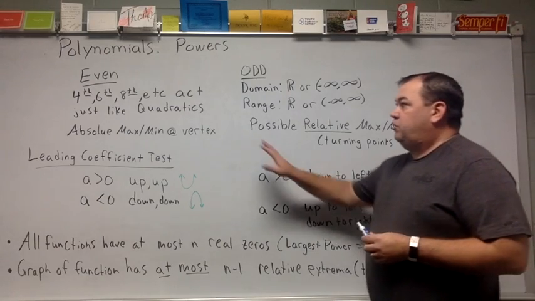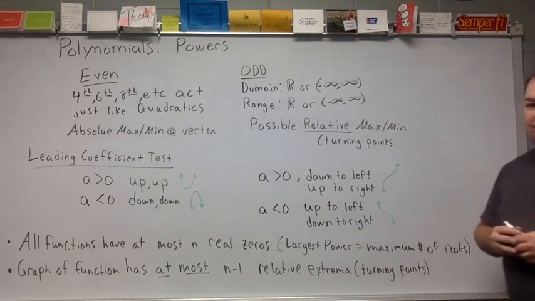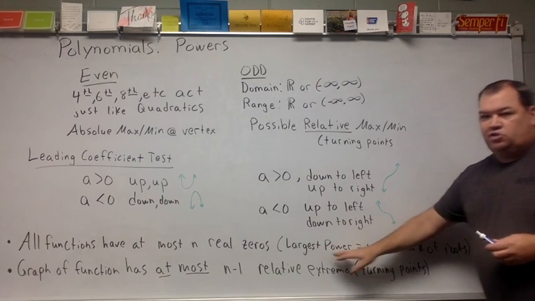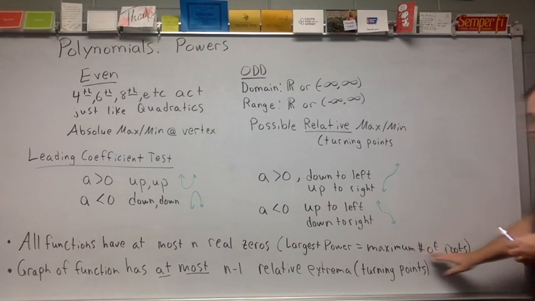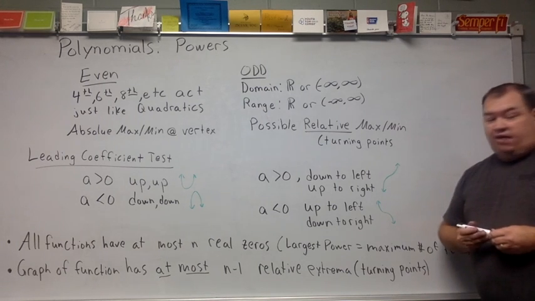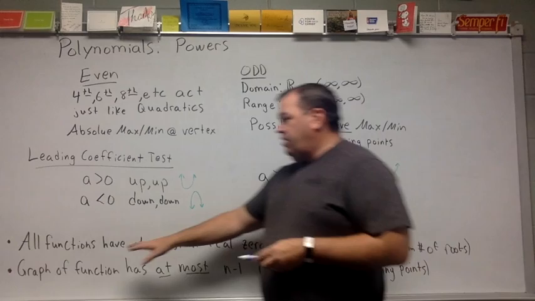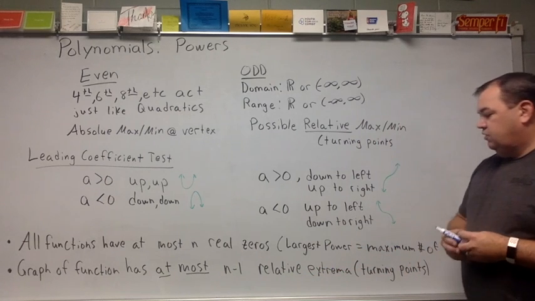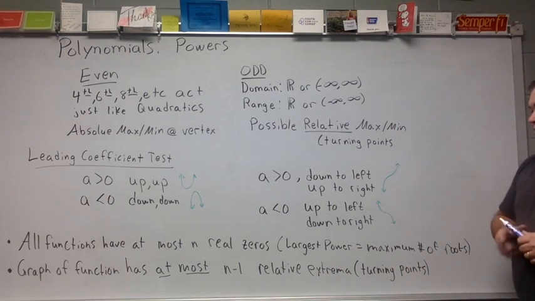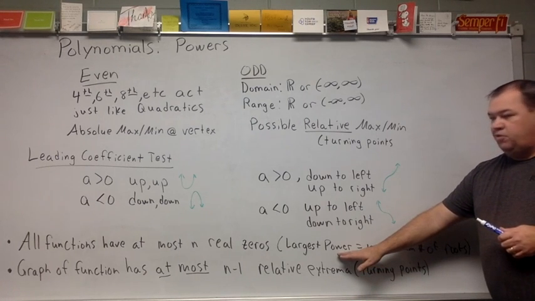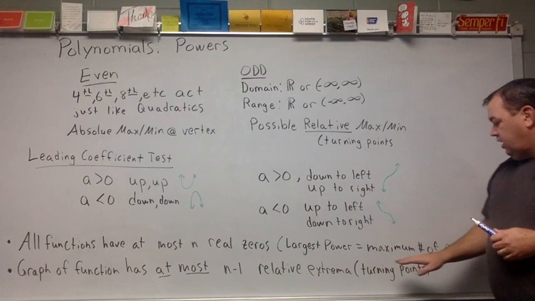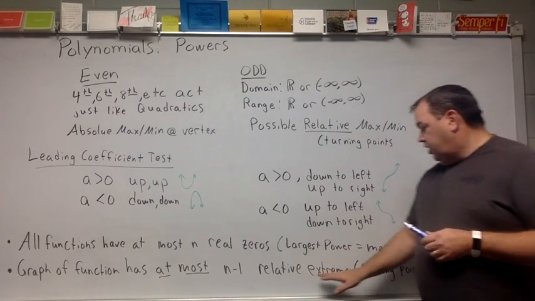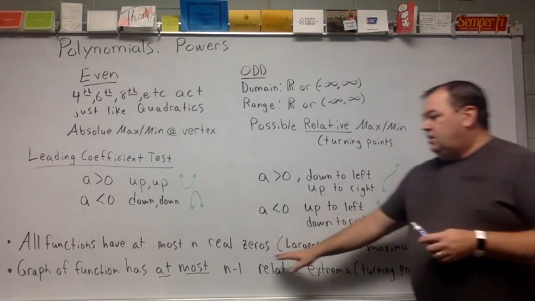For all functions, whether they are even or odd powers, all functions have at most n real zeros. So the largest power that you see is the maximum number of roots that that function is going to have. Going with that, the graph of these functions has at most n minus 1 relative extrema. So let me give you an example. If I have something that has a largest power of 4, I know that it has at most 4 roots. I also know that it might change direction. It might have a turning point 3 times.